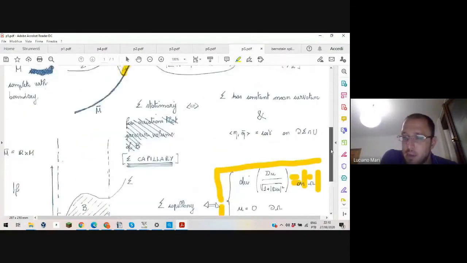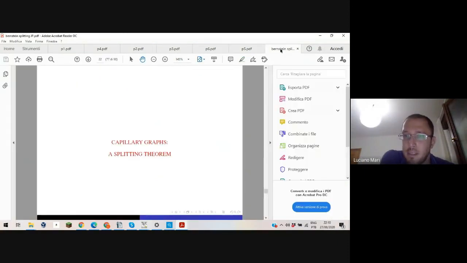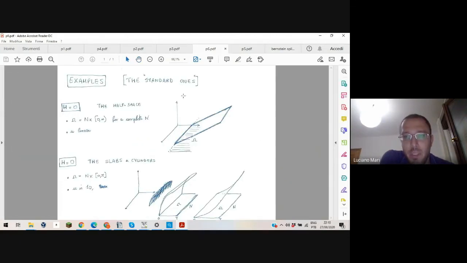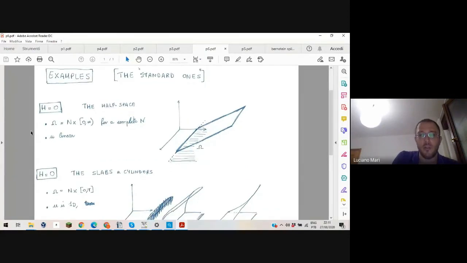So this is called an overdetermined elliptic problem, and for the mean curvature operator, the literature is very lacking. So there's a lot of things to do to characterize those domains. Okay, what we want to find is a characterization result. So we want a rigidity result. The examples that we can state are the following, that are called the standard ones.